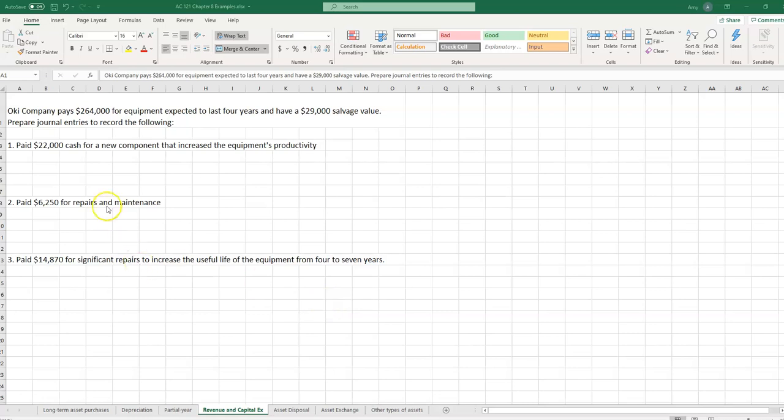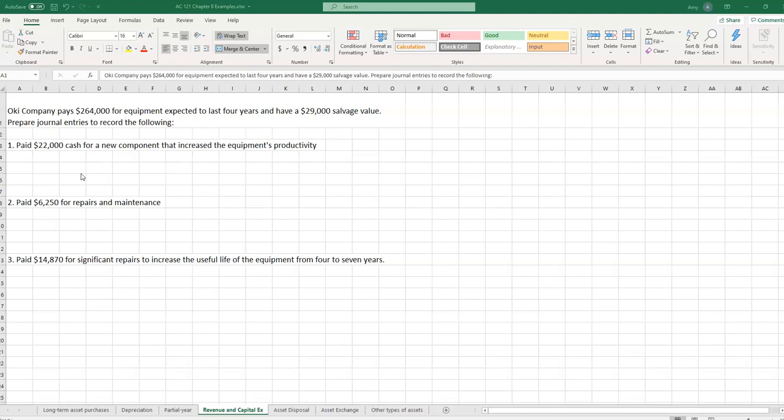In this example, we're going to look at the difference between revenue and capital expenditures. Revenue expenditures are ordinary repairs that get charged to a repairs or maintenance expense and then end up on our income statement as expenses that go against revenues. They're just regular things that are required throughout the life of property, plant, and equipment to keep it useful.